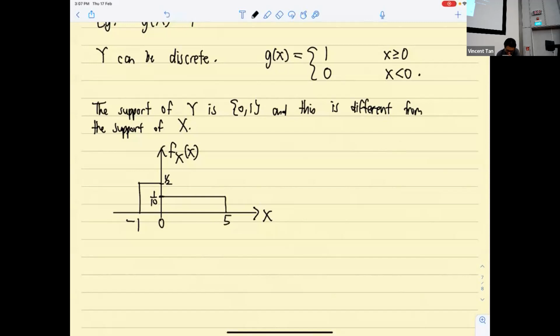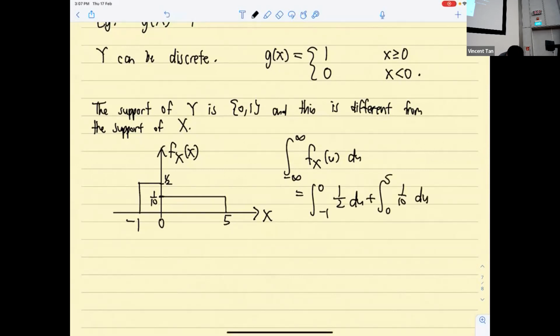Okay, let's consider this particular example. Now, is this a legitimate PDF in the first place? Yes, it is. All right. From the numbers I designed, f of x, u du, you can check that this integrates to 1. Let's go from -infinity to infinity. This is from -1 to 0. You take the value half du plus 1/10 du from 0 to 5. So each one of these contributes half plus 5/10, which you can recognize is 1. So everything is good.